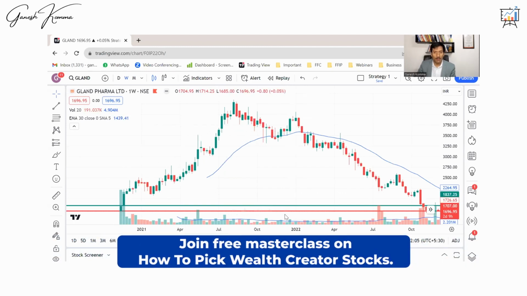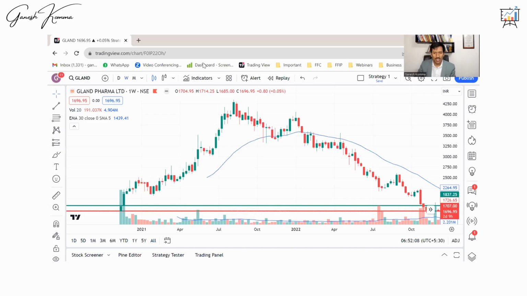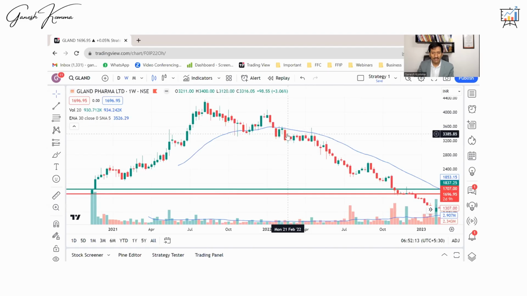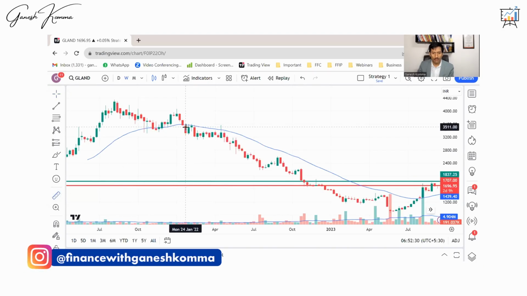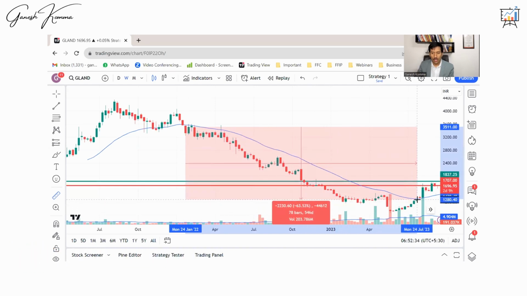On 24th of January 2022, the stock has come a little bit low, below EMA 30. And yes, again it has come down. Sir, I am a person, I'll be buying on dips. So you buy here, you again buy here, you again buy here, right? Almost, if you look at the period from 4th of January 2022 up to almost 24th of July 2023.